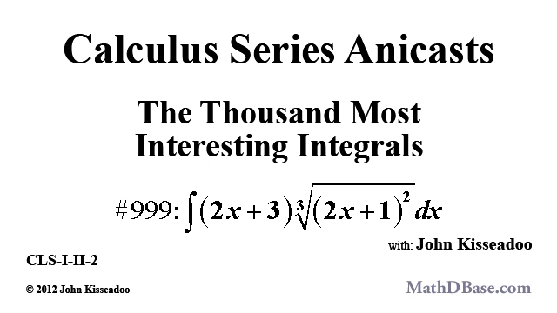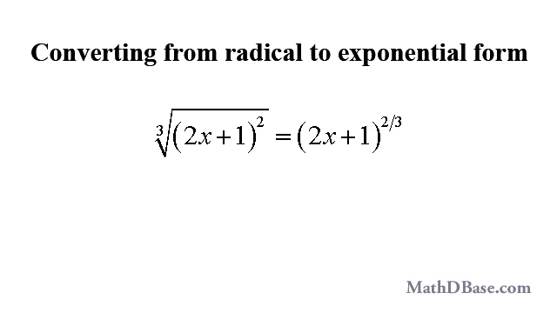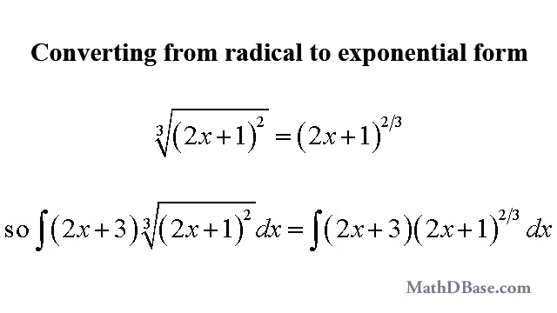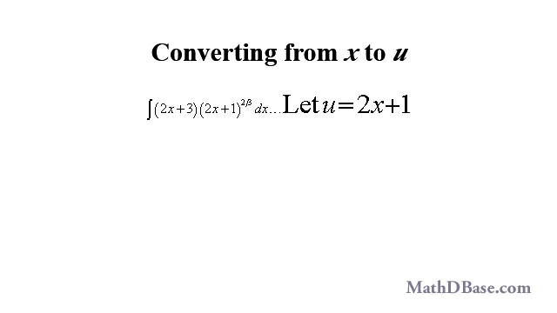So let's continue with interesting integral number 999. First, let's rewrite the integral in exponential form, which will help us out later. So the cubed root of the quantity 2x plus 1 squared can be written (2x plus 1) to the 2/3 power. We are going to try to solve this by a basic u substitution.